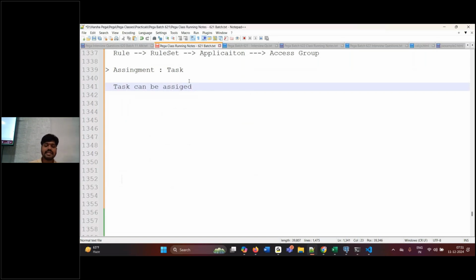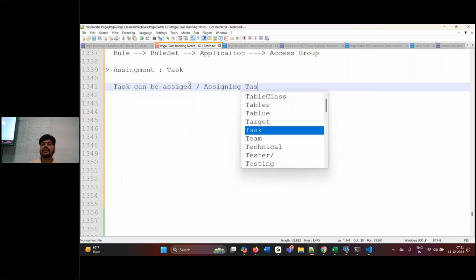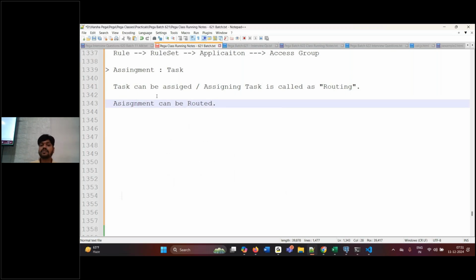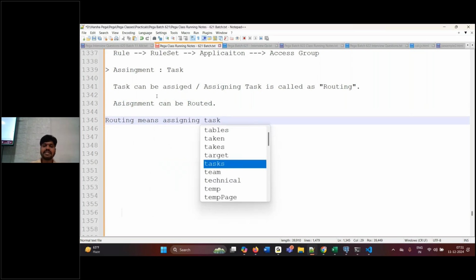So here, assigning a task is called routing. So task means assignment, task is equal to assignment, correct? So an assignment can be routed. The concept we are going to discuss with assignment is the routing concept. What is the concept? Routing means assigning a task to an operator. Routing means assigning a task. What does task mean?